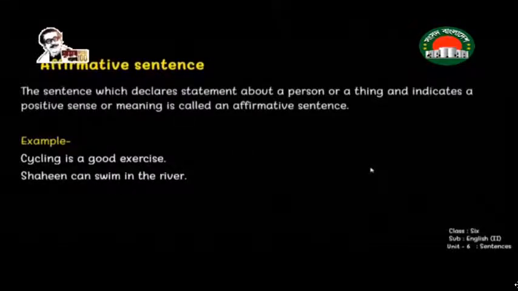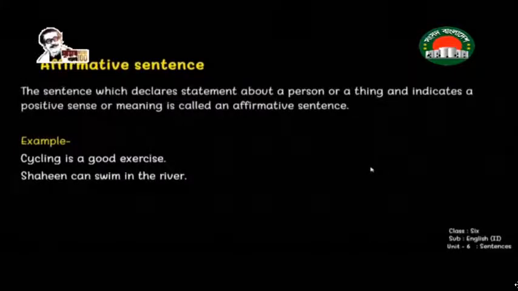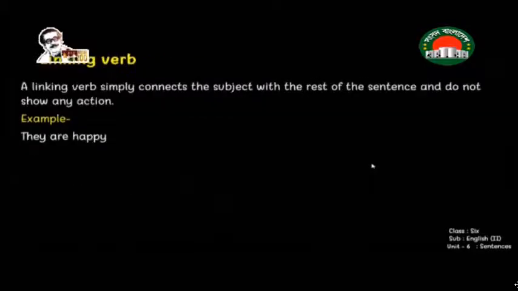But before that, we need to know about some verbs. So let's see them. Linking verb. A linking verb simply connects the subject with the rest of the sentence and does not show any action. For example, in the sentence, they are happy, the word are is the linking verb that connects they and happy. It is not here to do some action.